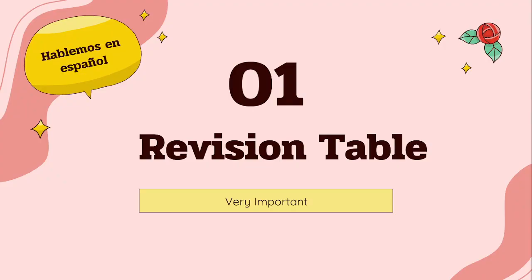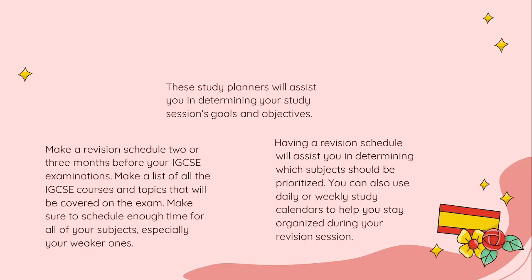Number 1, the revision table. Make a revision schedule 2 or 3 months before you write your IGCSE exams, and make a list of all the IGCSE topics and courses that will be covered in the exam. Make sure to schedule enough time for all your subjects, especially your weaker ones. Having a revision schedule will assist you in determining which subjects should be prioritized. You can also use daily or weekly study calendars to help you study organized during your revision session.